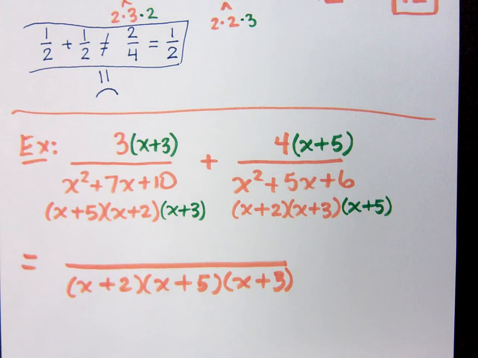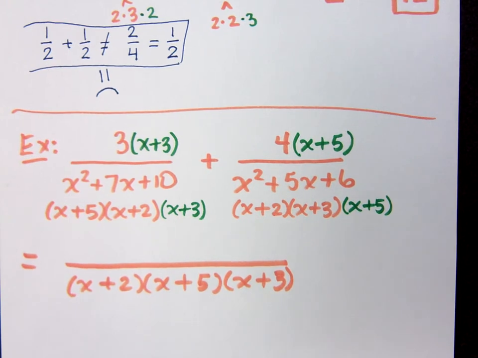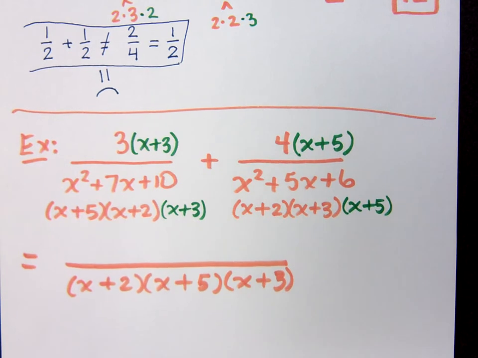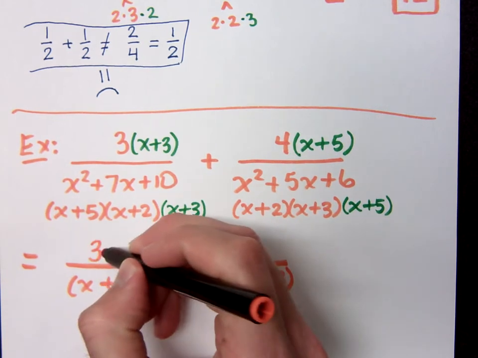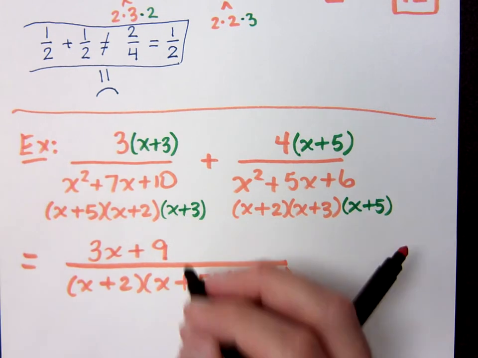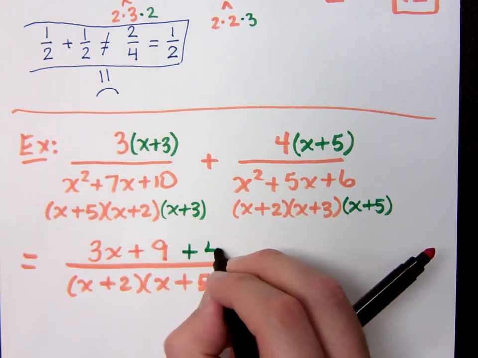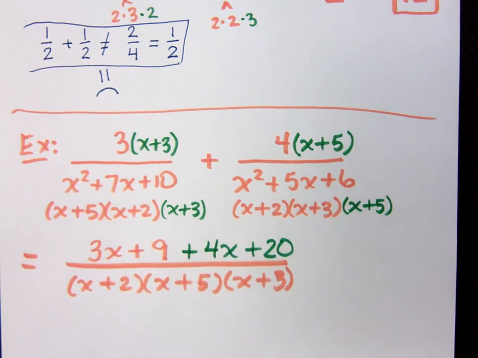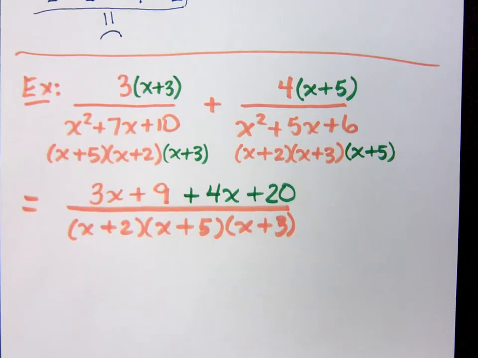Now you just need to worry about what the numerator becomes. Because I changed the numerator from a 3 to 3 times x plus 3. So what does that become? That's 3x plus 9. And when I distribute the other part, that's 4x plus 20. Do y'all agree? Yes. 7x.